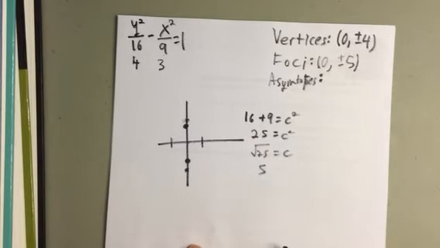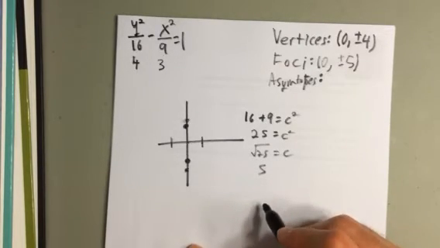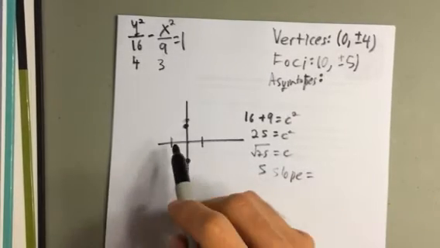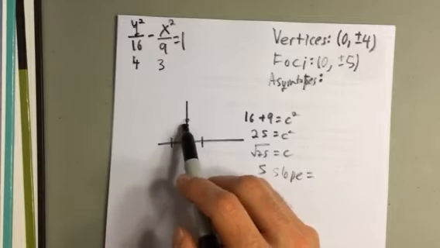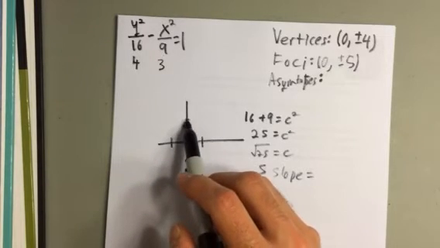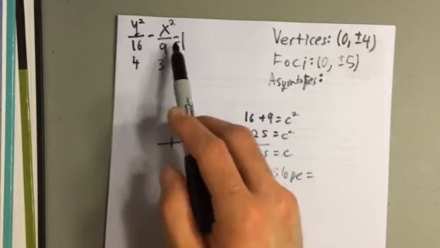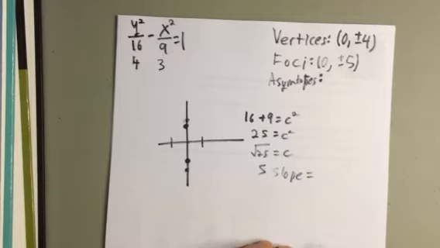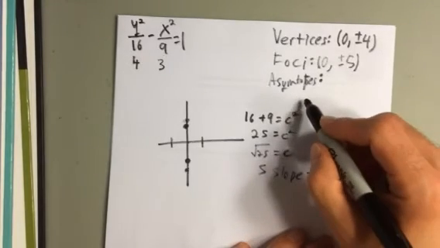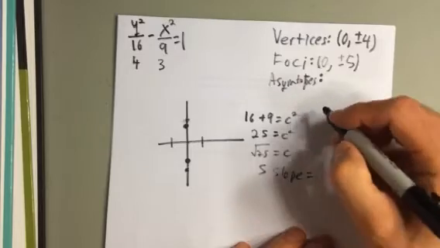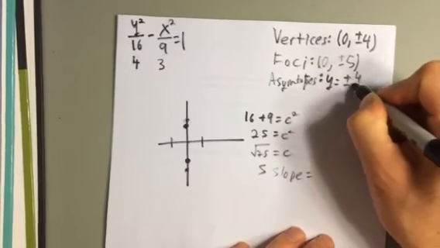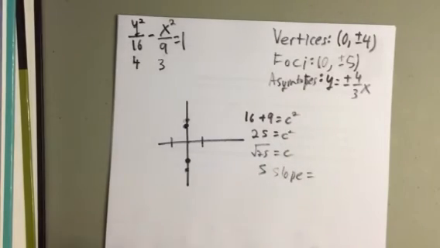Last thing to find is the asymptotes. The asymptotes, you always use the slope to figure that out. Slope is rise over run. So in this case, to get to our vertex, we went up 4. To get to the end of our conjugate axis, we went right 3. That's 4 over 3. You can also look at it up here. Y gave us 4, x gave us 3. That's the rise over the run. So our slope is 4 over 3. Therefore, our asymptotes are y equals plus or minus 4 over 3x.